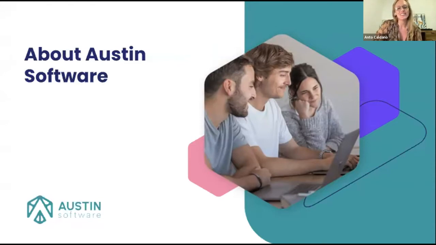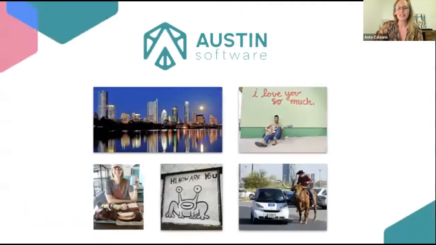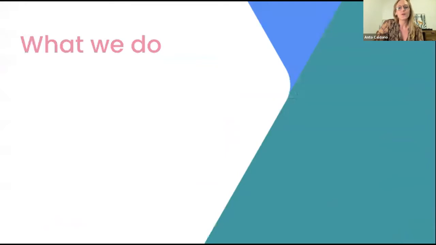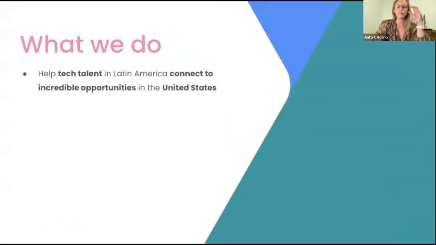All right, so Austin Software, who are we? We are a very young company that was founded a couple of years ago in Austin, Texas. And basically, what we do is we help tech talent in Latin America connect to opportunities in the United States. And there are incredible opportunities, because by incredible, we mean various unicorns and products or projects that are actually reshaping the future. So I don't want to say things that I shouldn't, but some of our clients are US unicorns. So when we say that our opportunities are incredible, we really mean it.